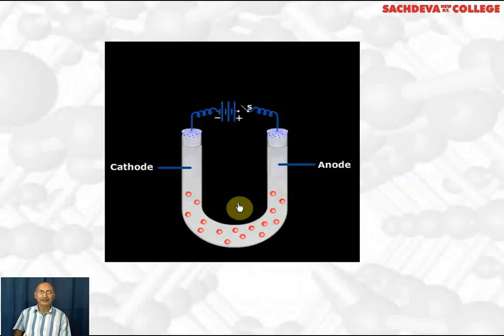Next, we are taking electrophoresis. Electrophoresis is the process in which colloidal particles move towards oppositely charged electrodes. Here in a U-shaped tube, we have taken colloidal particles in a dispersion medium, and we are passing electric current. This side we have cathode, this side we have anode. And let us see what will happen when electric current is passed.